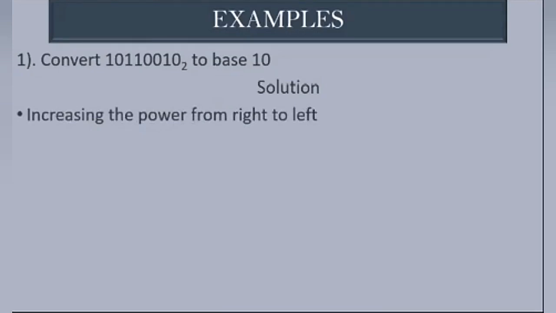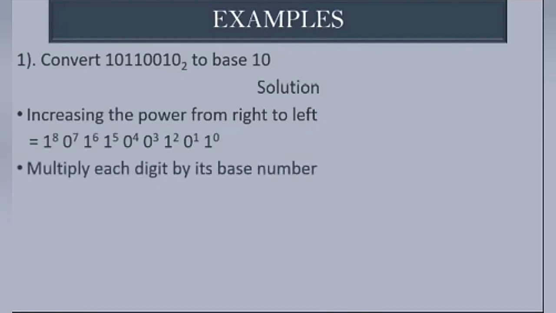That means the last base, which is the last 2, will be given power 0, then 1, 2, 3, 4, and you go arithmetically like that until you get to the very first number. And since we have 9 digits, the first base there will be given power 8.